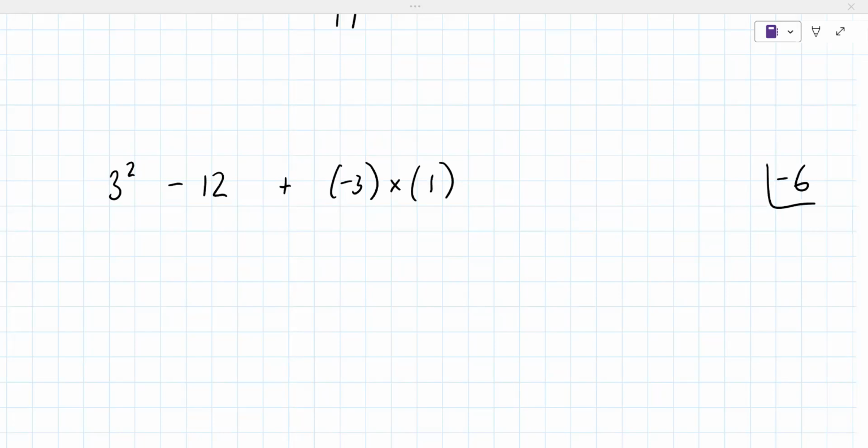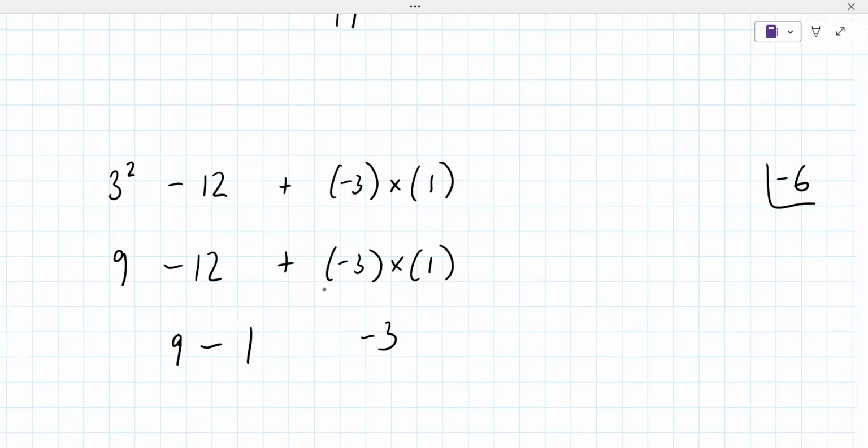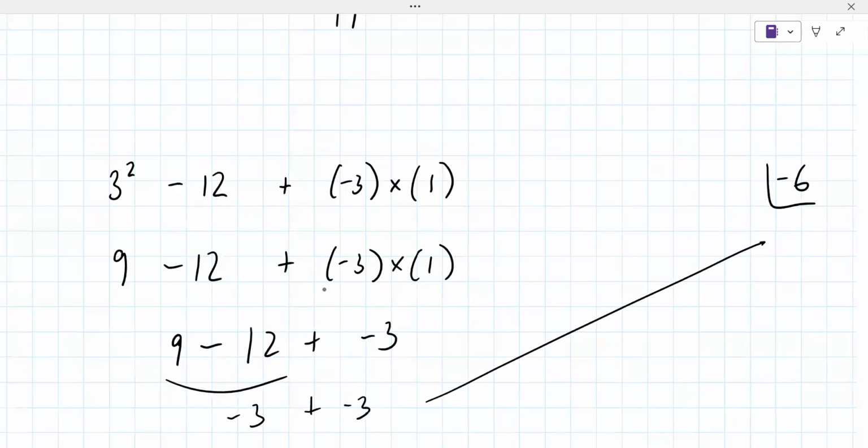What is 3 to the power of 2? 9. Okay. And what is -3 times 1? -3. Okay, so you have 9 minus 12 plus -3. 9 minus 12 is -3. Plus -3 is -6. Good. Really good.